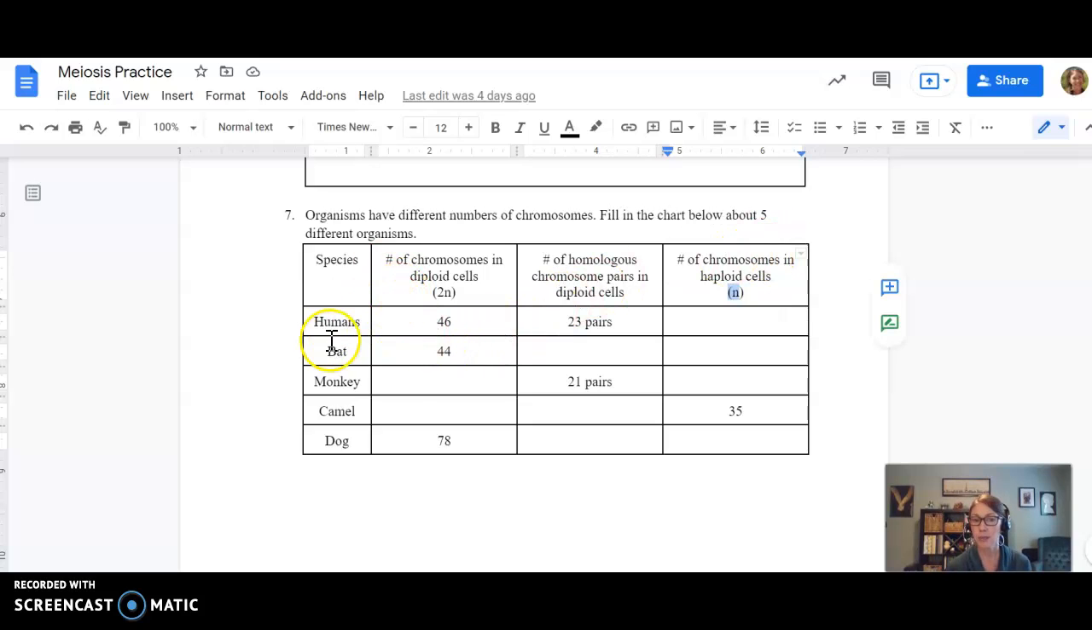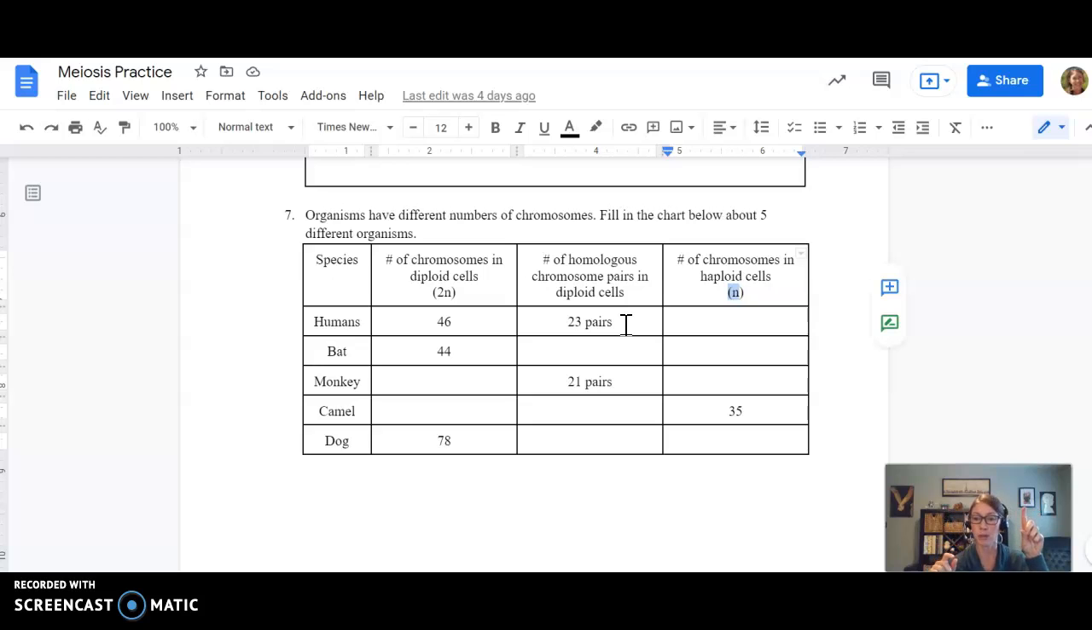So let's look at humans for our example. Humans, we know, have 46 chromosomes. That is part of what makes us human. Extra is problematic, and not enough is problematic, as we talked about in live class. So if 2n is 46 chromosomes, that means there's 2 sets within that 46. So half came from one parent, half came from the other. So we know that we have 23 pairs, right? Because 46 divided by 2 is 23. And 23 of those came from mom and 23 came from dad, but they are matching chromosomes.